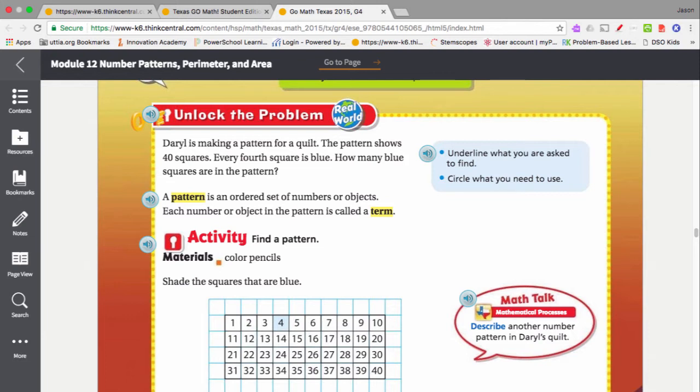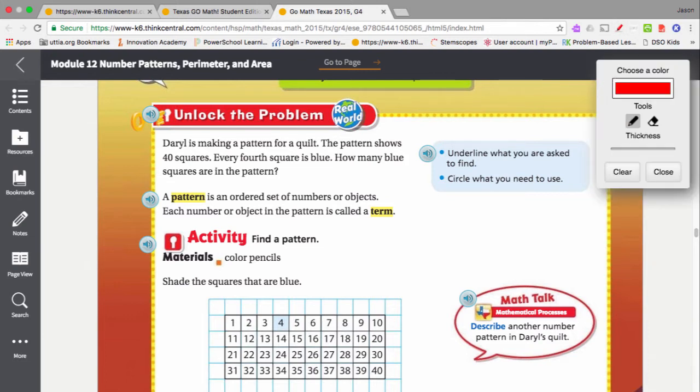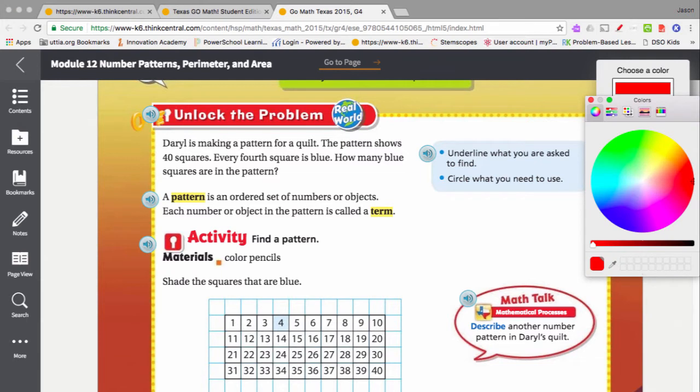So here we have our situation where Daryl is making a pattern for a quilt. The pattern shows 40 squares and every fourth square is blue. How many blue squares are in the pattern? Okay, so what we want to do is count every fourth square. Since it said blue, let's go ahead and make this blue.